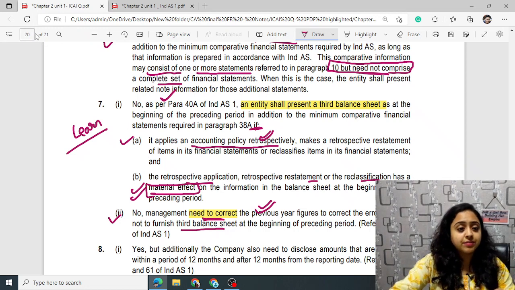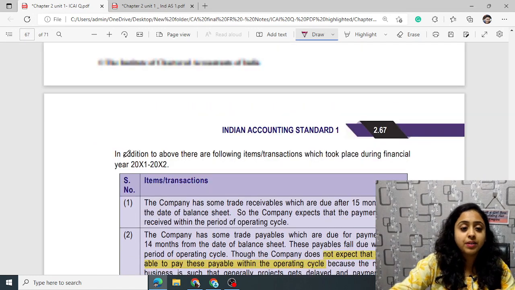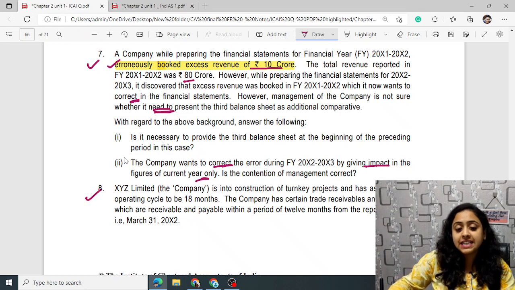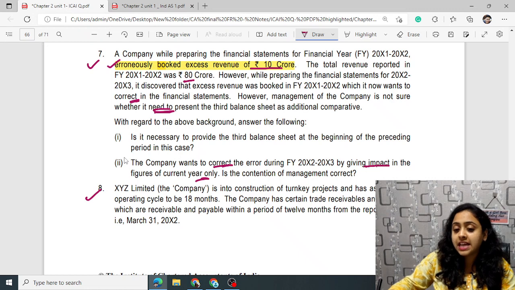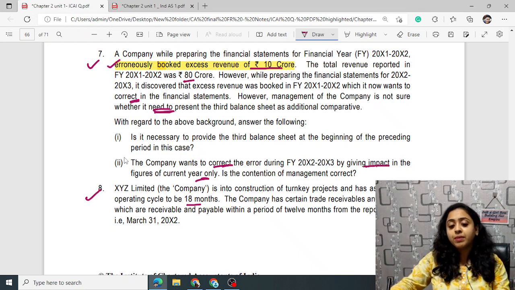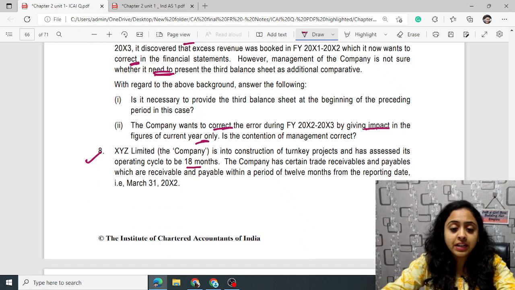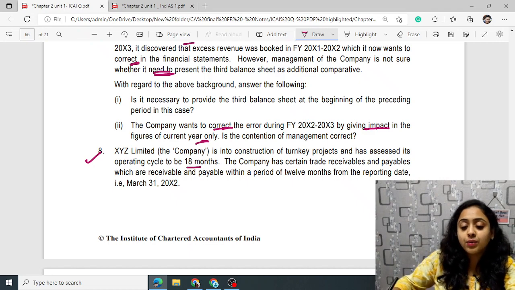Now, 8th question. Question number 8. XYZ Limited, the company, is into construction of turnkey projects and has assessed its operating cycle to be 18 months. The company has certain trade receivables and payables which are receivable and payable within a period of 12 months from the reporting date. So it has an operating cycle of 18 months, but these are repayable within 12 months.